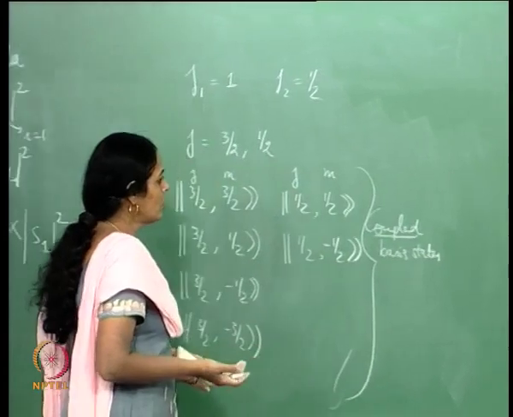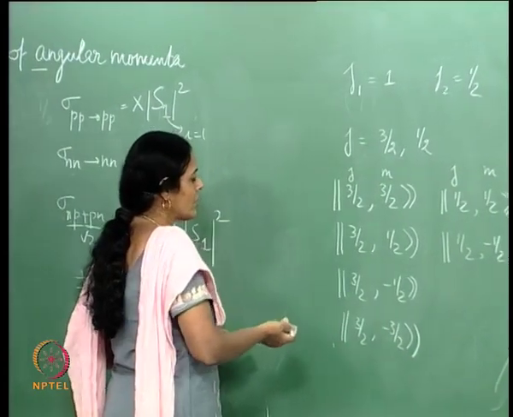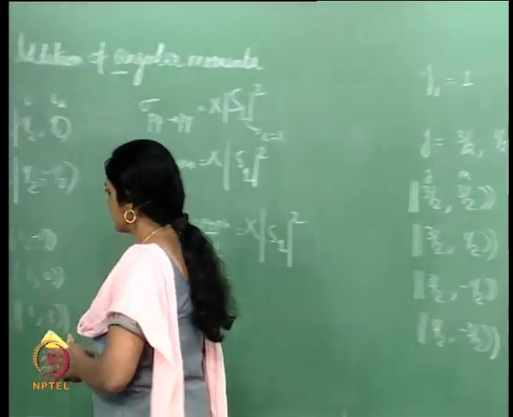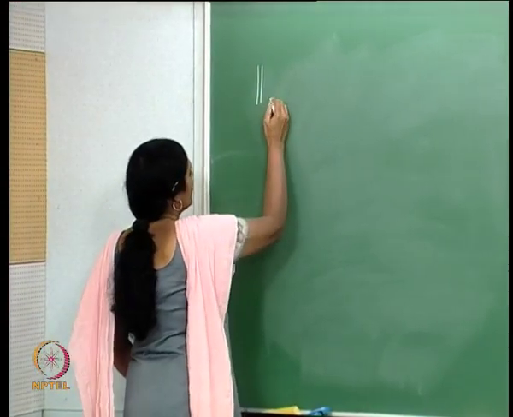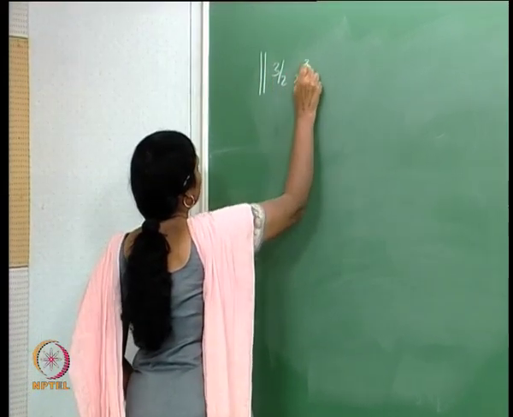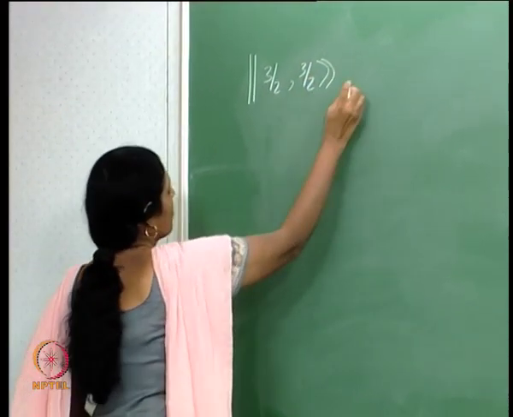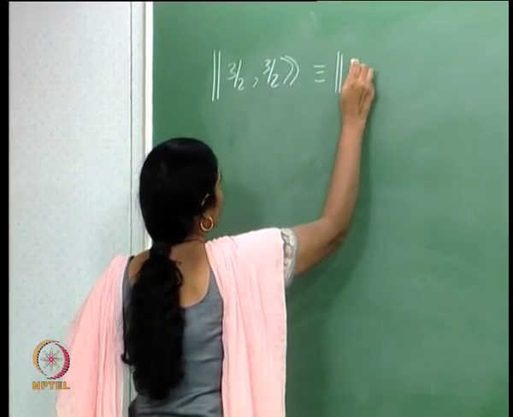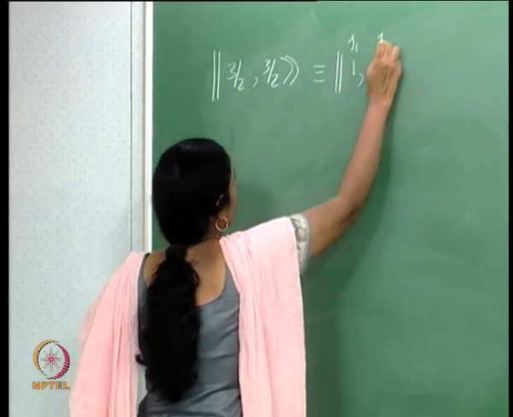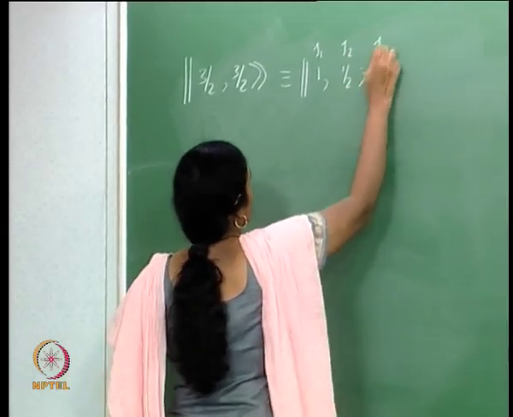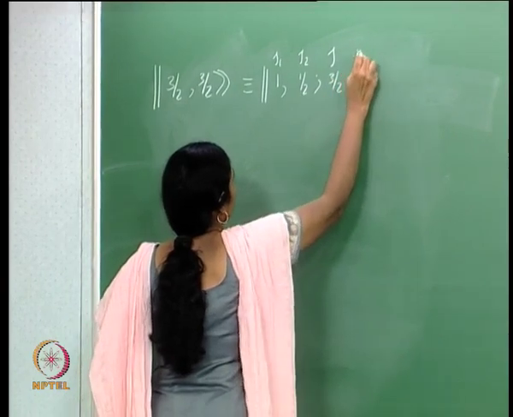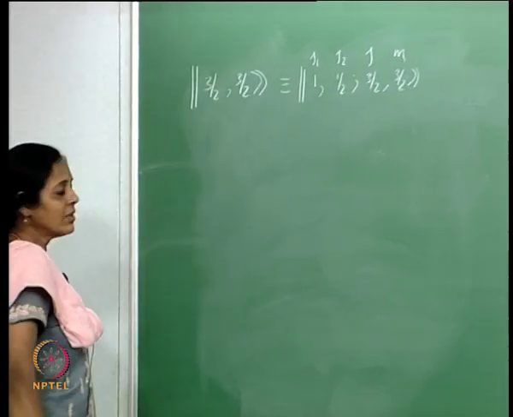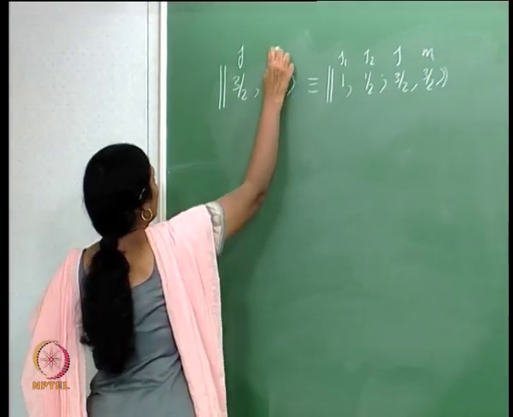So, I would like to find the CG coefficients in this context by expanding the coupled states in terms of the uncoupled basis. So, let us start with 3 by 2, 3 by 2. Remember that this really amounts to J1 is 1, J2 is half, J is 3 by 2 and M is 3 by 2. But I am dropping J1 and J2 and just using J and M as the labels for the coupled state.